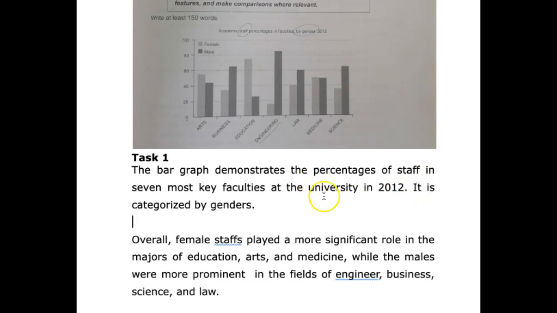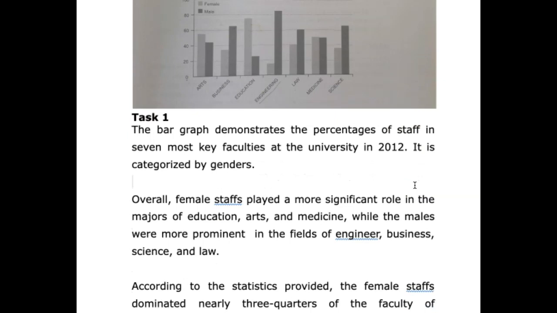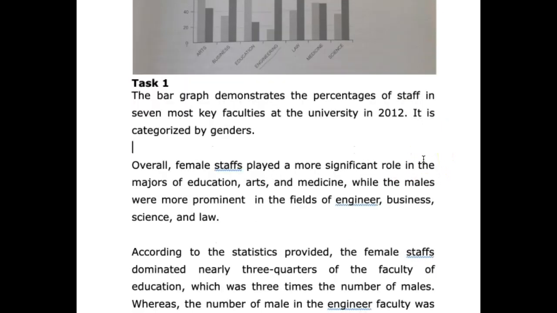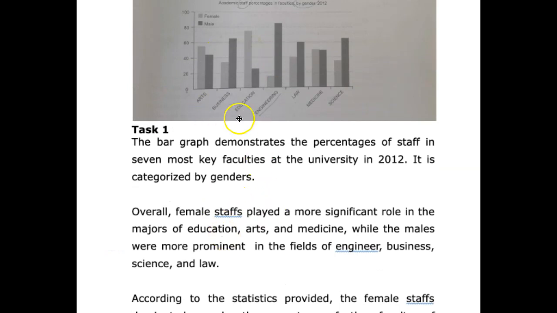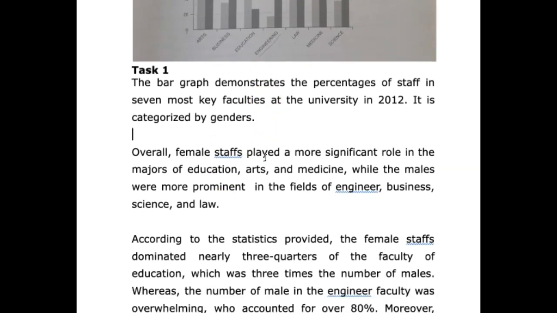It is categorized by genders. That's fine. Nothing wrong with the short sentence. We want to have variety there. Overall, female staff played a more significant role in the majors of education, art, and medicine, while the males were more prominent, wonderful phrase there, in the fields of engineering, as Google suggested, business, science, and law. Wonderful. So we've got an overall view. It's the right step to take.